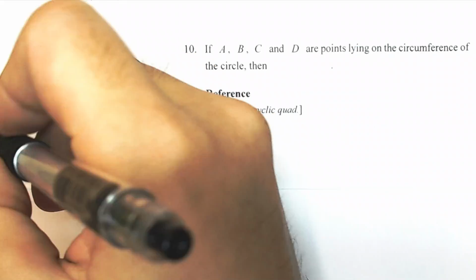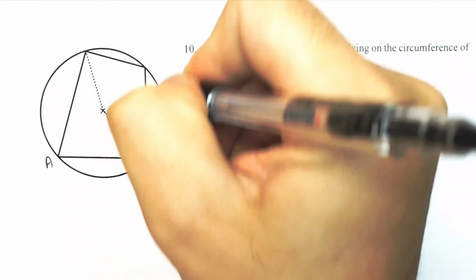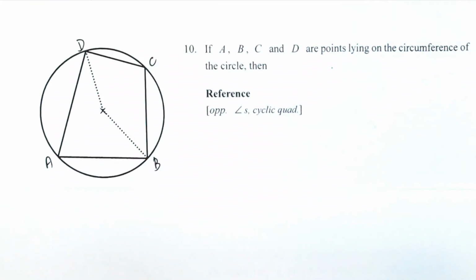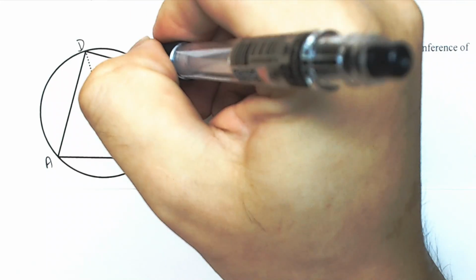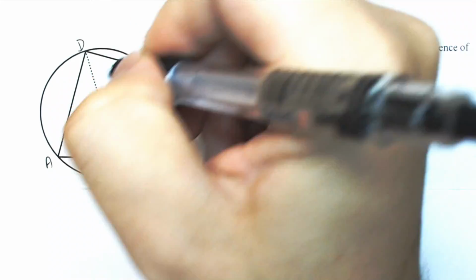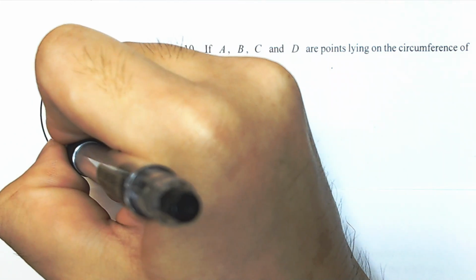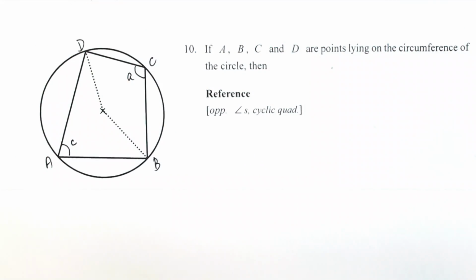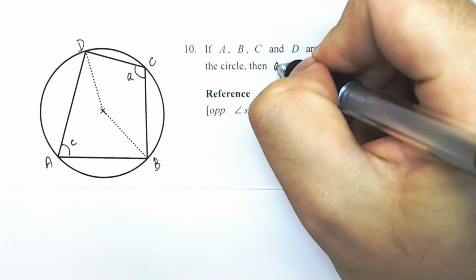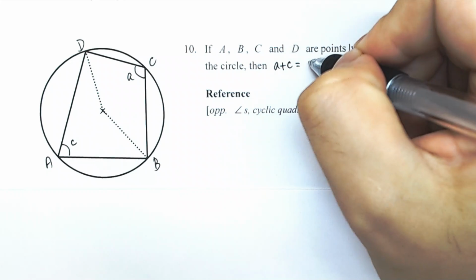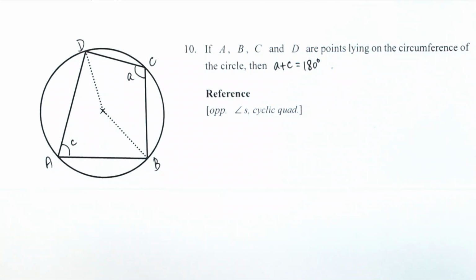If there are 4 points A, B, C, and D lying on the circumference of a circle, then we have the angle properties as follows. I assume the angle here is A and the angle here is C. We will have the sum of the opposite angles being 180 degrees. Why?